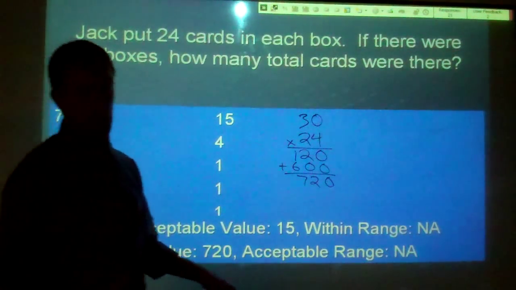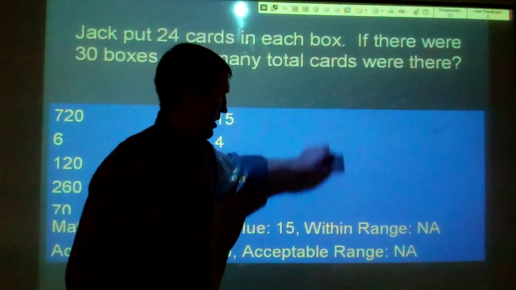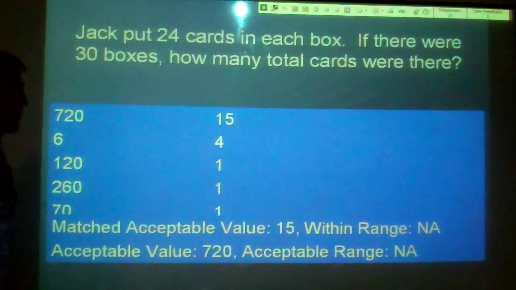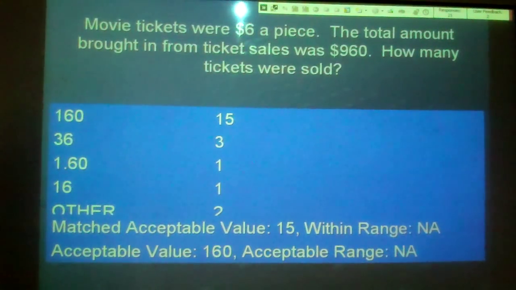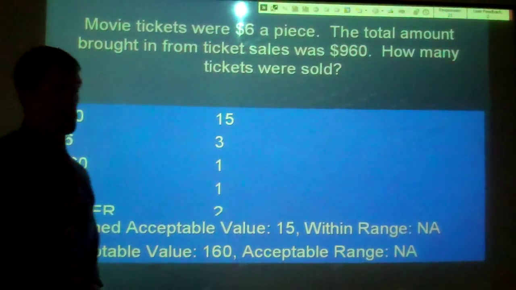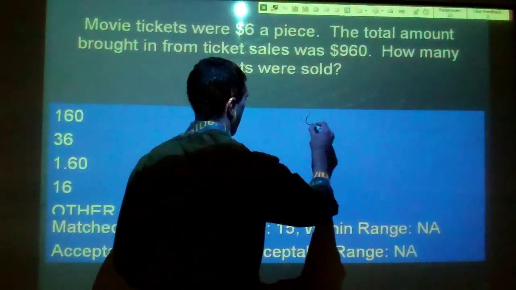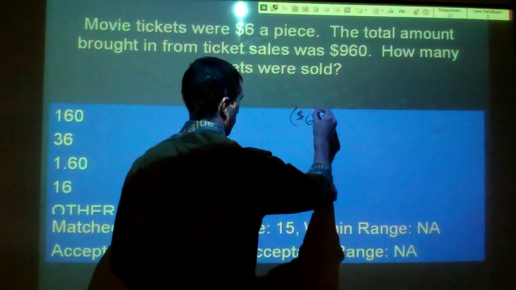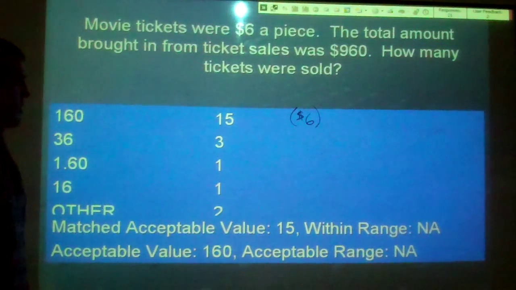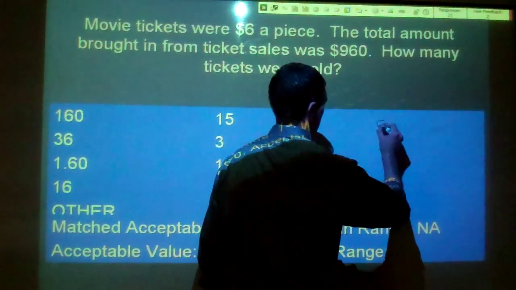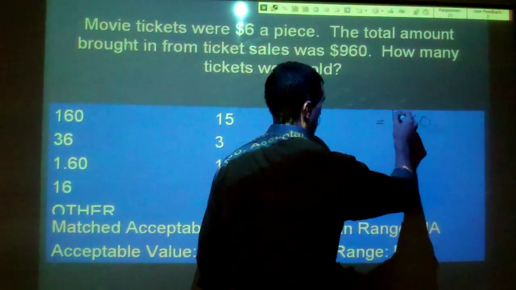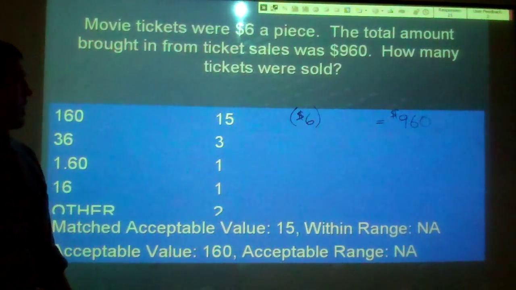And the rest are the remaining two examples. You'll be able to see the results of my last hour as well. Alright, this one. Movie tickets were $6 a piece. The total amount brought in from ticket sales was $960. How many tickets were sold? This one's a little different because we have $6 and we have a total which is 960. So we're trying to figure out how many tickets were sold.